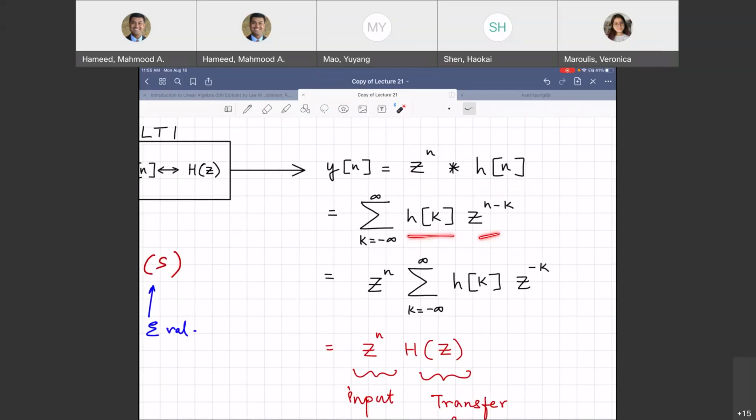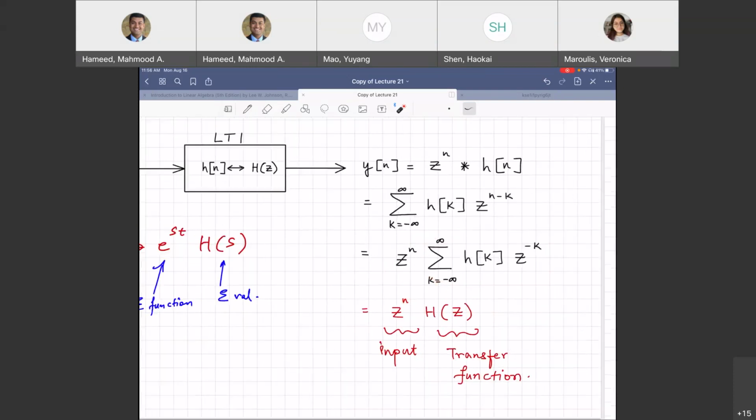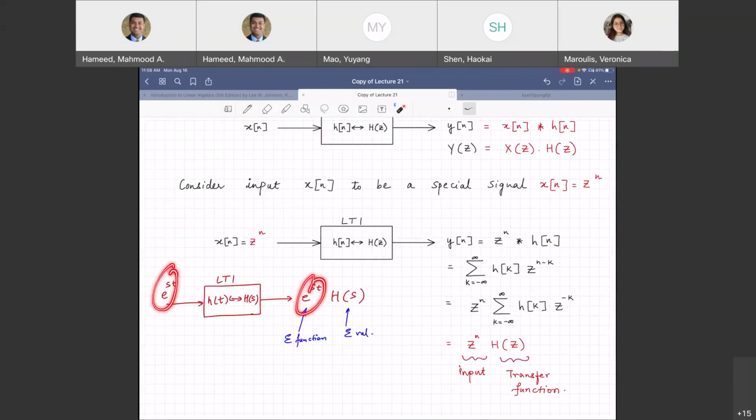h of k times z to the n minus k. And I'm summing up with respect to k, so I can bring all the n terms outside. Like this, z to the n is brought outside, and I'm left with something that depends on h. That's it, right? z to the negative k are just some values of z that are getting summed over, negative infinity to infinity. So I'm going to define this as my input, and all of this as my h of z, right?